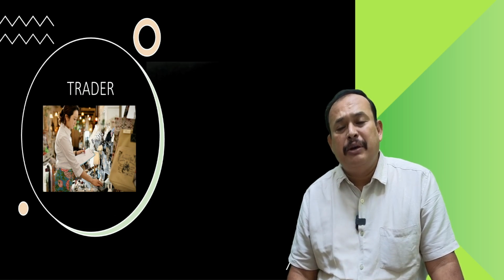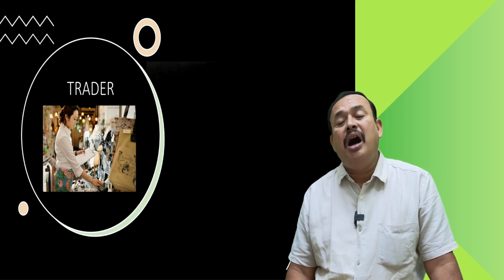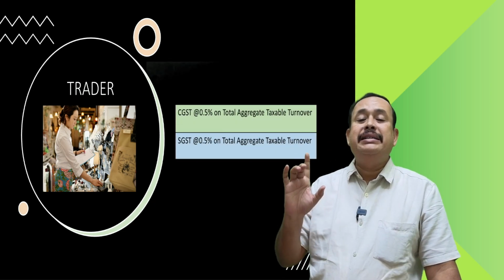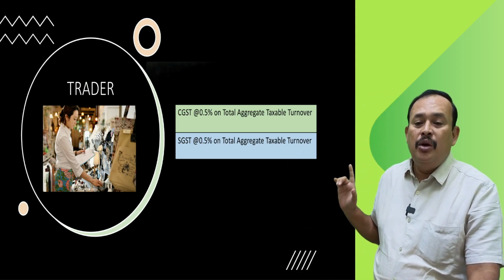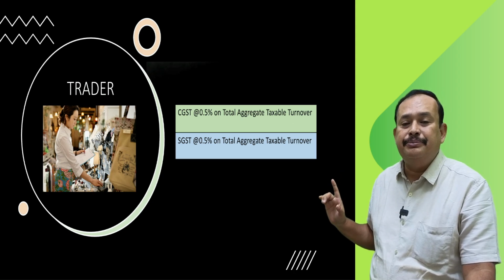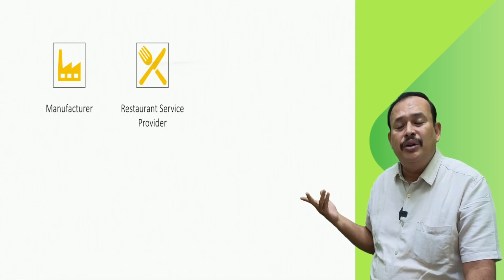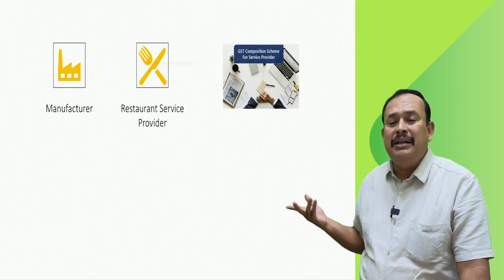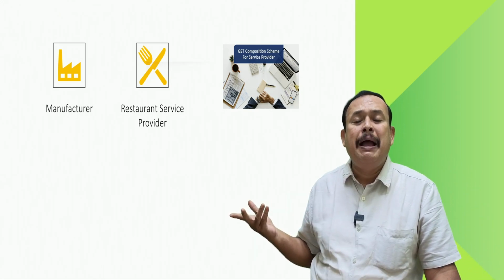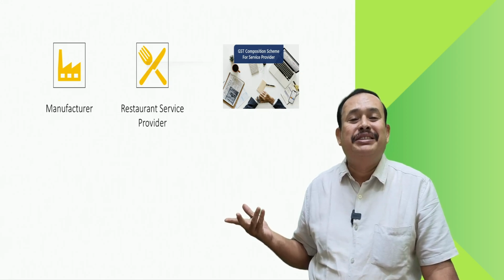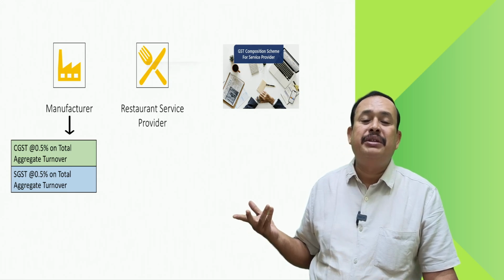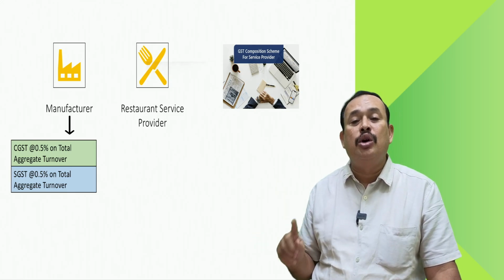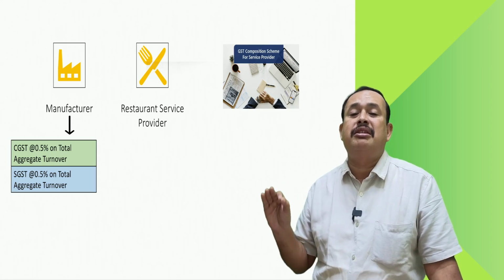A trader who is liable to pay tax pays CGST 0.5%, SGST 0.5% on turnover, only taxable turnover. Only taxable. A manufacturer is liable to pay 0.5% CGST, 0.5% SGST on the total turnover, which includes taxable as well as exempted turnover. But that exempted turnover does not include interest earned on deposits, loans, or advances.